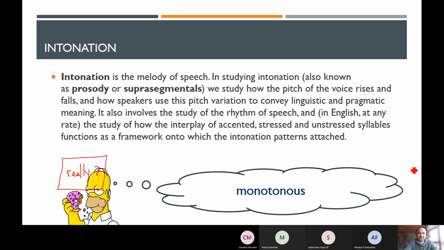Okay, and you don't want this information to be monotonous, right? Flat, but you want to let the listener know which elements are the most important in the message that you are conveying. So this is what you're expected to convey to the listener, and you don't want to sound flat or monotonous, as Homer Simpson is saying here.